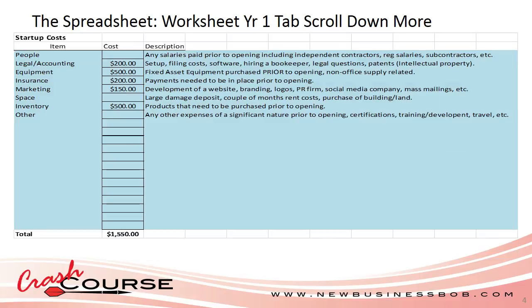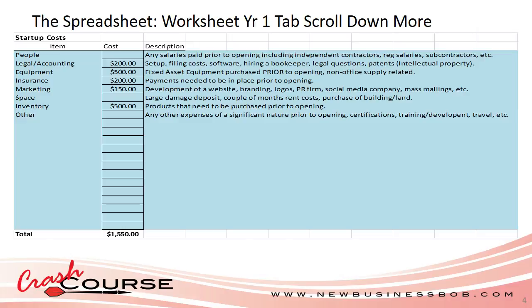So once we scroll down, we get to this section, which is the startup costs. And under here, these are for items that you would pay prior to actually technically starting your business in the first full business month of costs. So these are sunk costs in these categories. So for people, we're talking about salaries paid prior to opening for independent contractors, any regular salaries to other individuals, subcontractors, etc. Legal and accounting, this is for setup, filing costs, software, bookkeeping, legal questions, patents for intellectual property, anything like that to set you up.